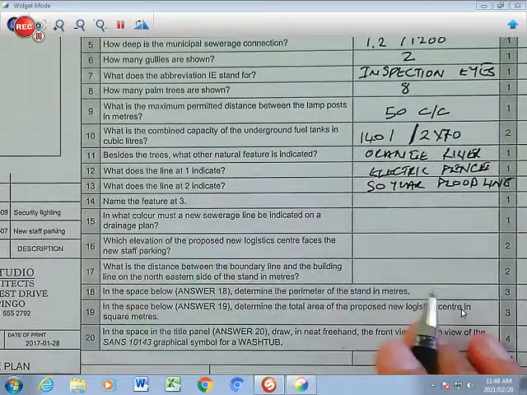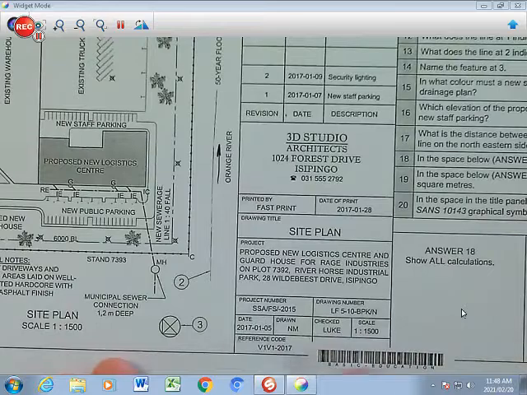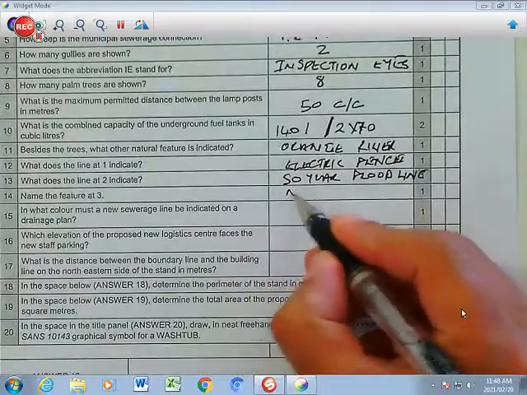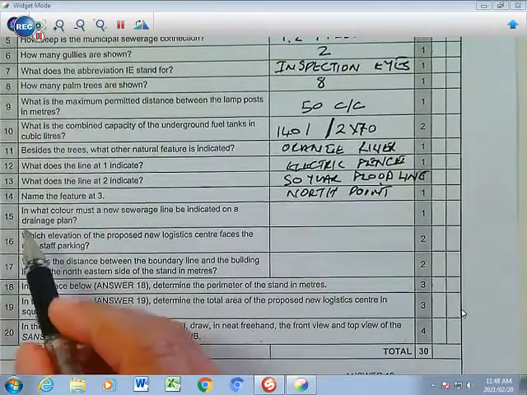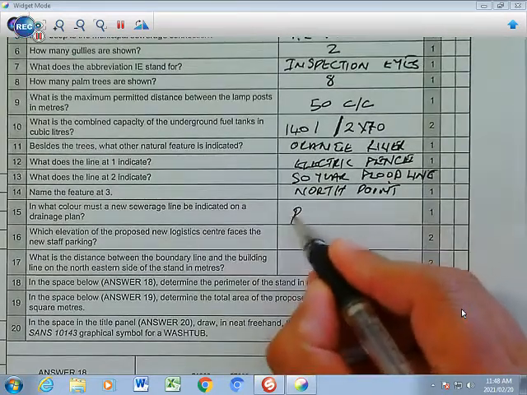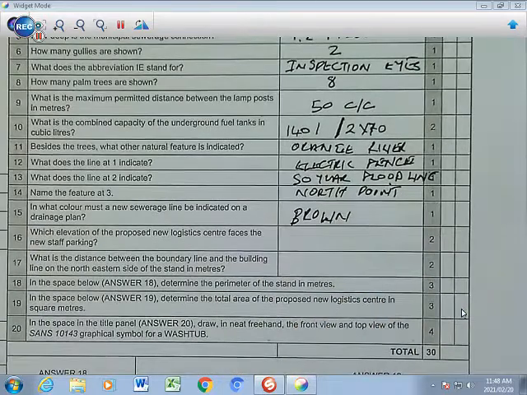Name the feature at 3. So we're going to go to number 3, right down at the bottom here. That is the North Point. Very important, North Point. And then number 15, in what color must the new sewage line be indicated on the drainage plan? And that's going to be without a doubt brown, according to our SANS color codes.